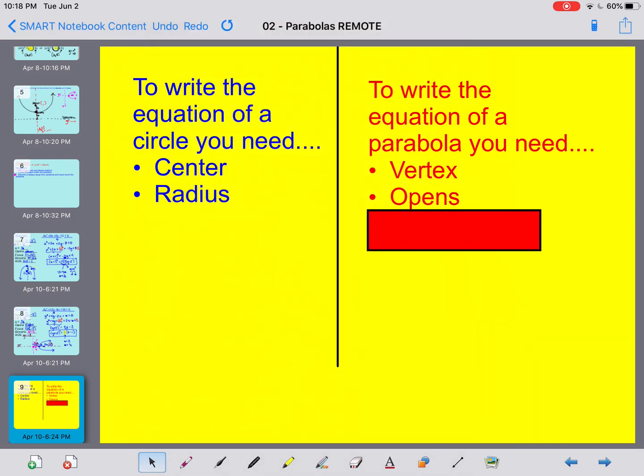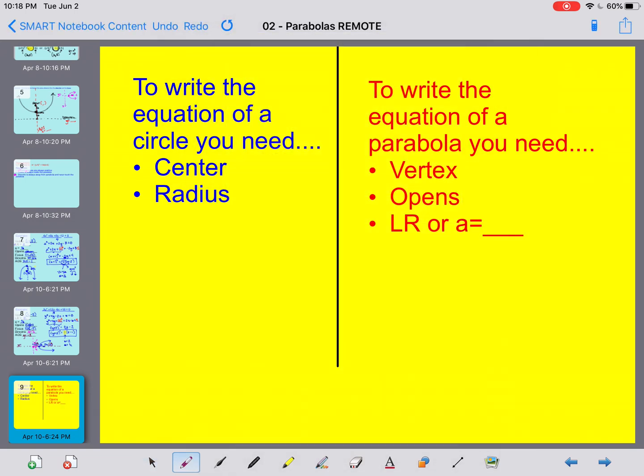You also need which way the parabola opens, up, down, left, or right. And then you also need either the LR or the A value. And again, this year we're going to focus on that A value. So these are the 3 things you need in order to write the equation of a parabola. We're going to do 2 examples.